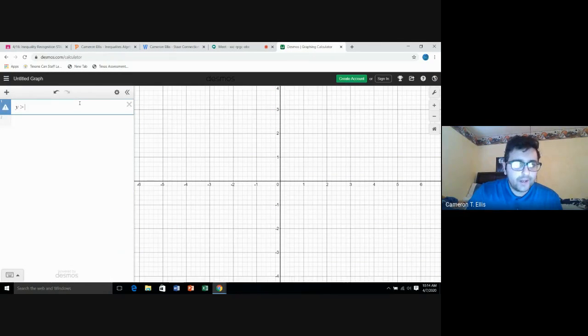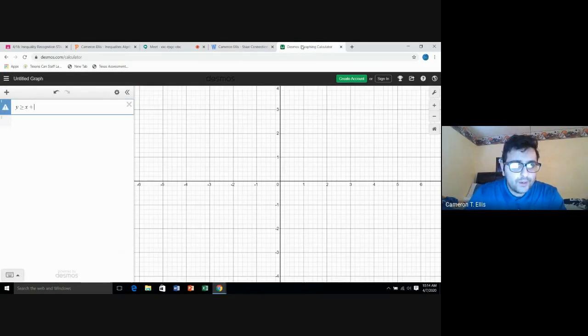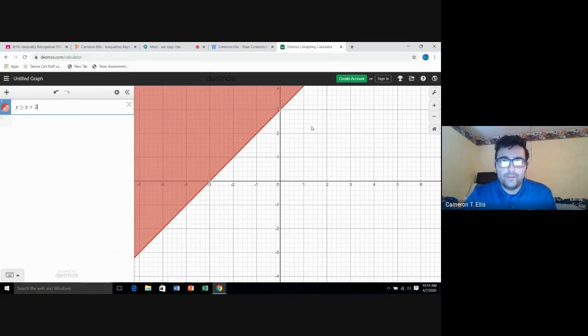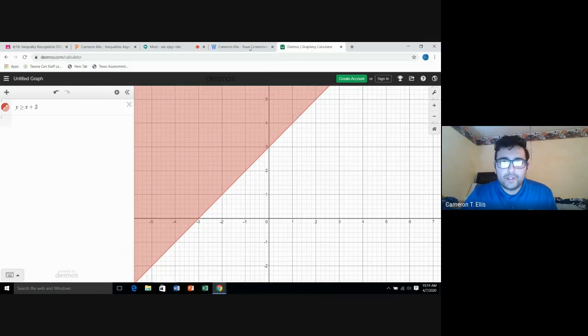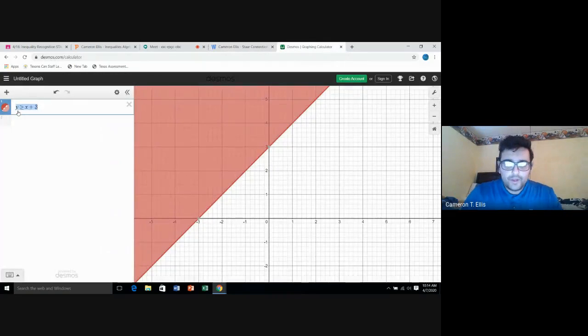Get the equal sign right here. I get the greater than, I just press equals, and then it puts that equal sign underneath for me. X plus B, X plus 3. I like it. Is it shaded the right direction? Yes. So I do kind of like that one. Let's try the next one.